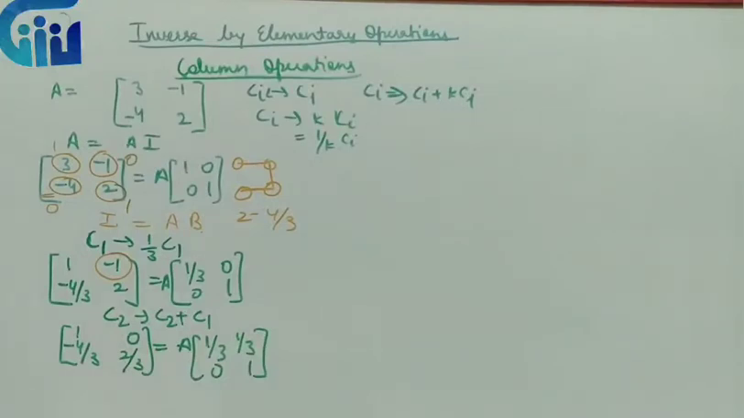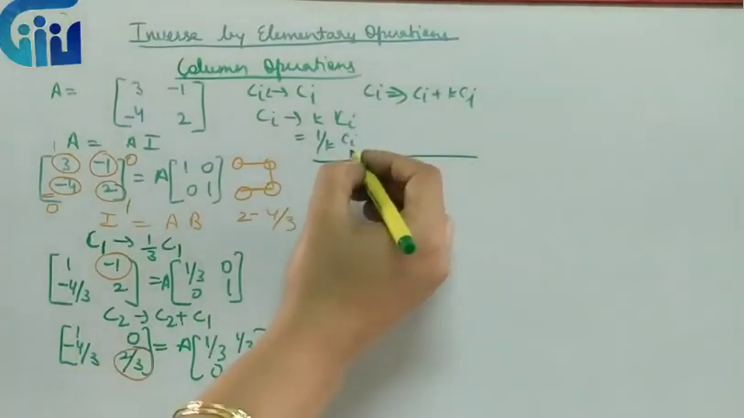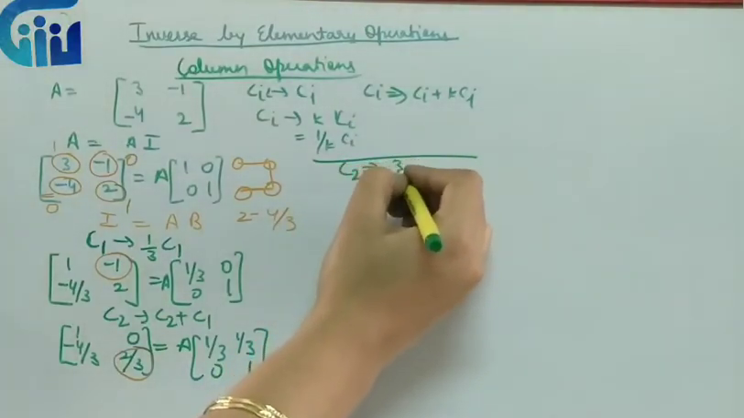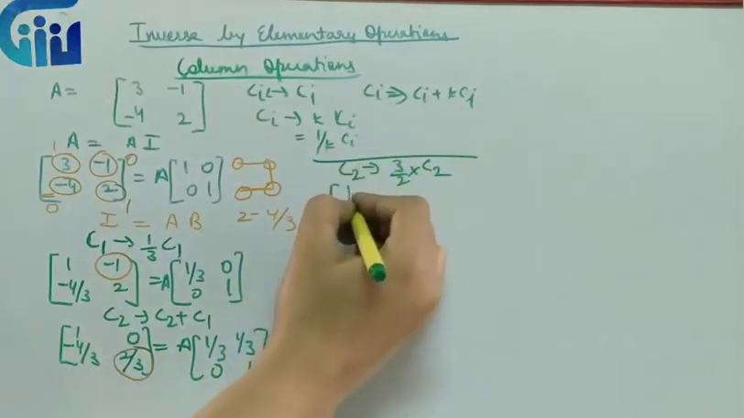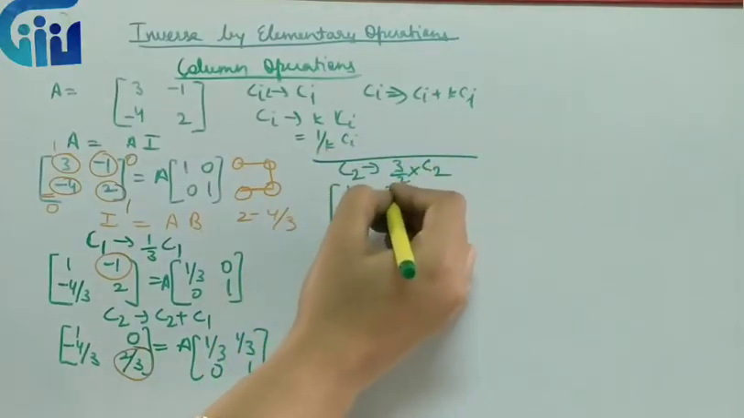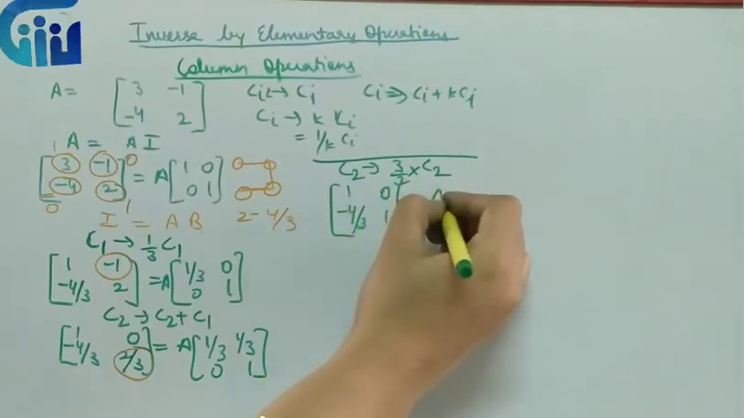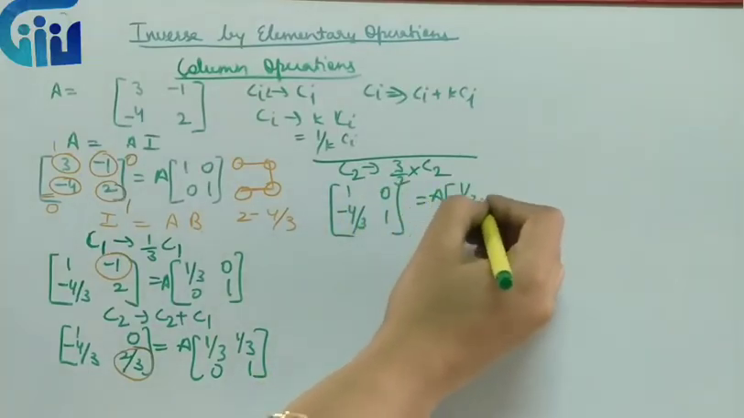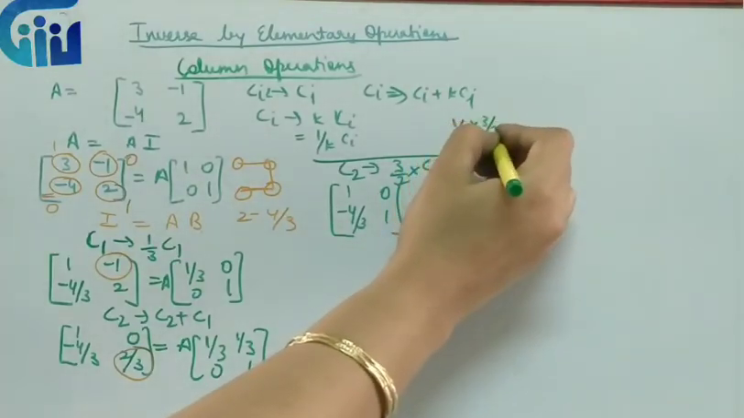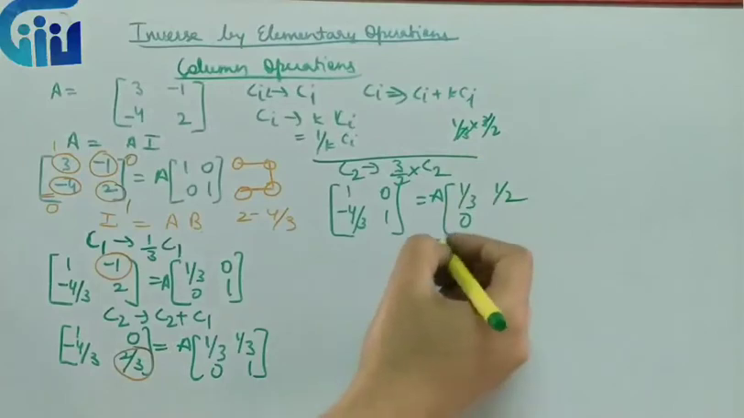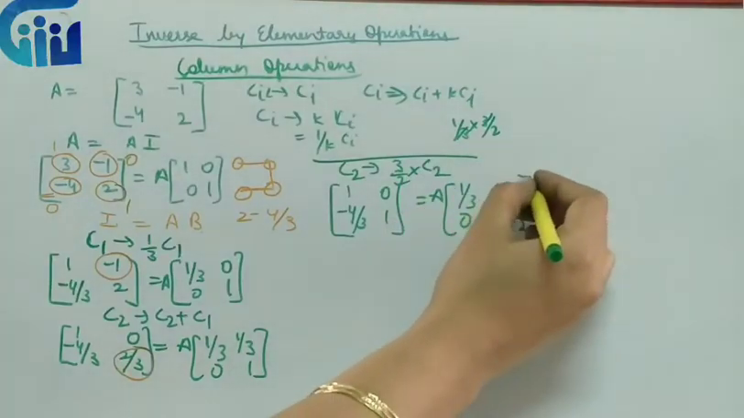Now what do we have to do next? We have to move this way. So I have to make this element 1. To make this element 1, I will multiply it by 3 by 2. So I will say C2 such that 3 by 2 into C2. First column will be as it is. This will be 1. This is as it is. This is 1 by 3 into 3 by 2, so it will be 1 by 2, and 1 into 3 by 2 will be 3 by 2.